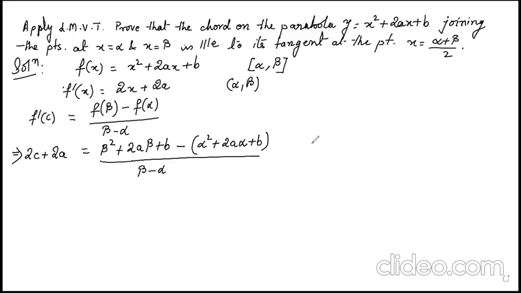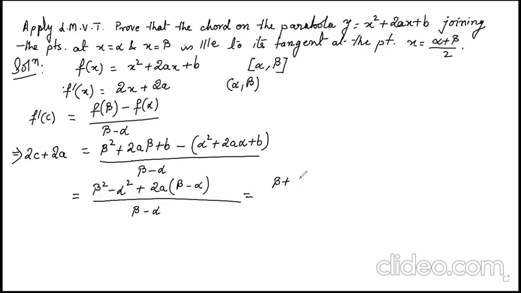Now just a simplification is left. This becomes beta square minus alpha square plus 2a, if I take common, beta minus alpha, and b minus b gets cancelled out, all divided by beta minus alpha. After simplification, I can take beta minus alpha common, and it gets cancelled from the denominator, so we are left with beta plus alpha plus 2a. Is it okay? Yes, ma'am. This fraction becomes beta plus alpha plus 2a.